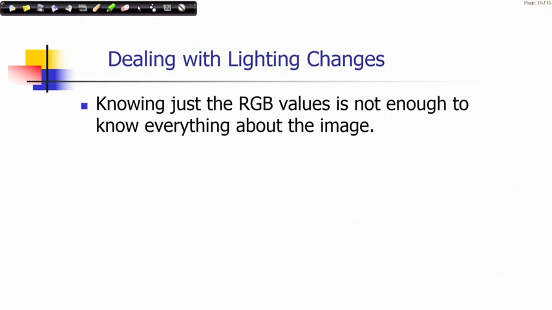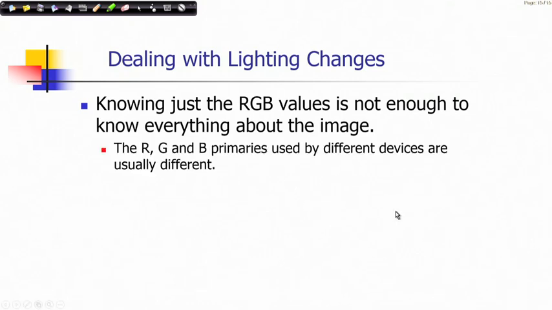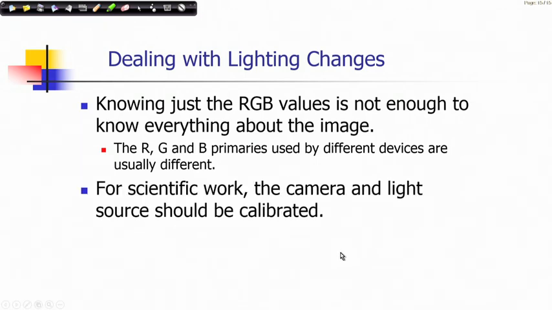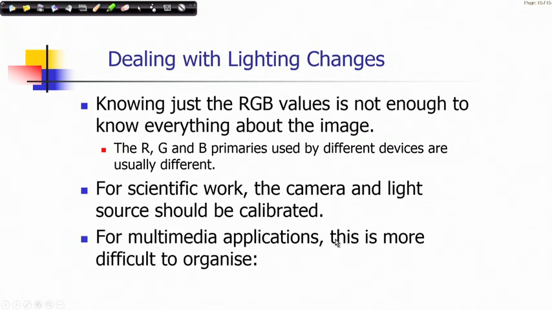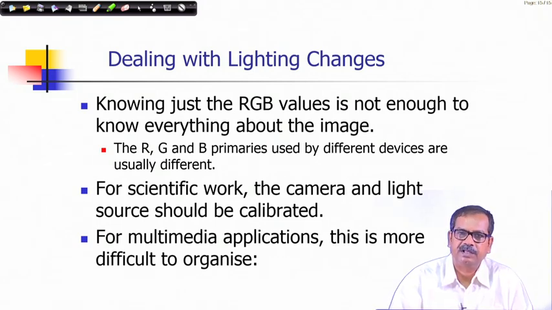That is a challenge when we interpret a color pixel. And the RGB primaries used by different devices are usually different. That is one consideration. So, for scientific work, we need to calibrate the camera and light source, and for multimedia applications, this is more difficult to organize. This factor has to be addressed there.